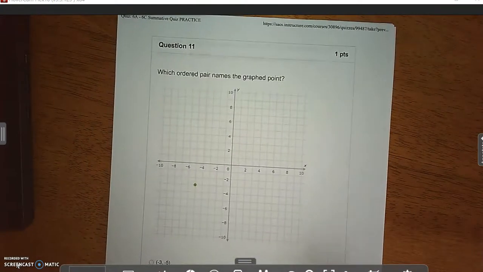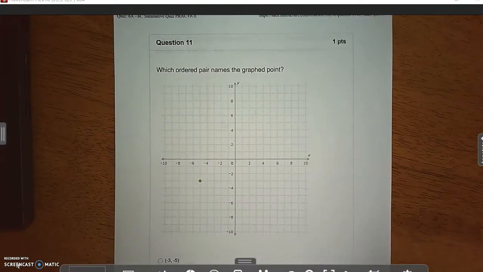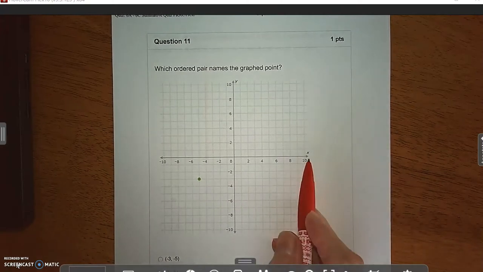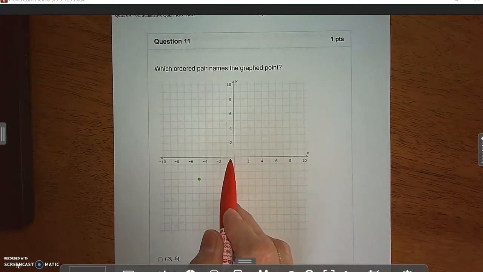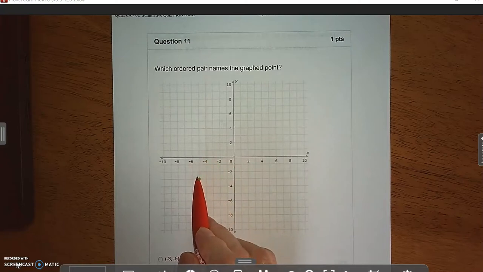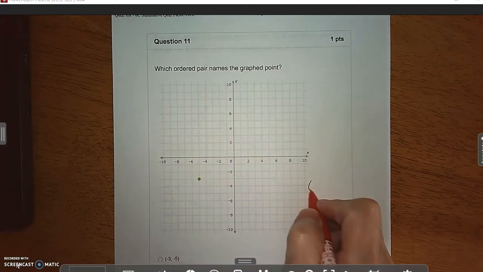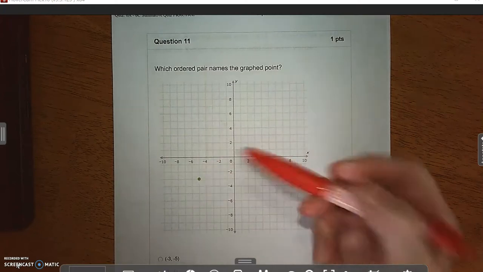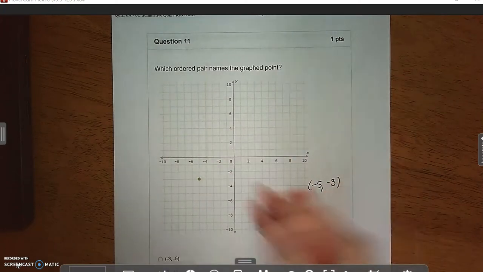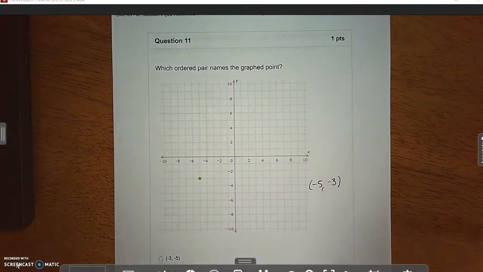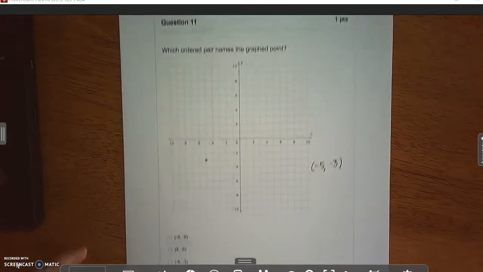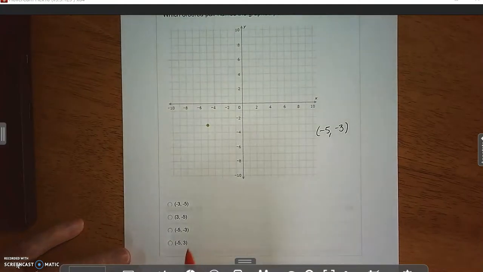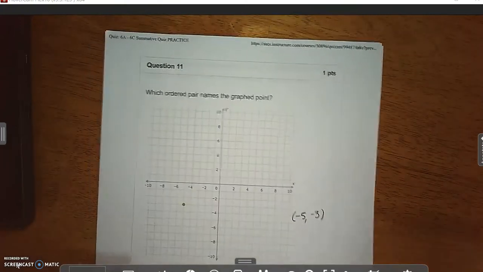Number 11 says, which ordered pair names the graphed point again? All right, so we're going to choose our x first. We have to go from 0 over -5. Here's -4, here's -6. So this is -5, so our x is -5. And then we have to go down 1, 2, 3. So that's a -3, because going down on our graph grid is a negative direction, and so we're looking for the point -5, -3, and I find that right there. Alrighty, then on to question 12.